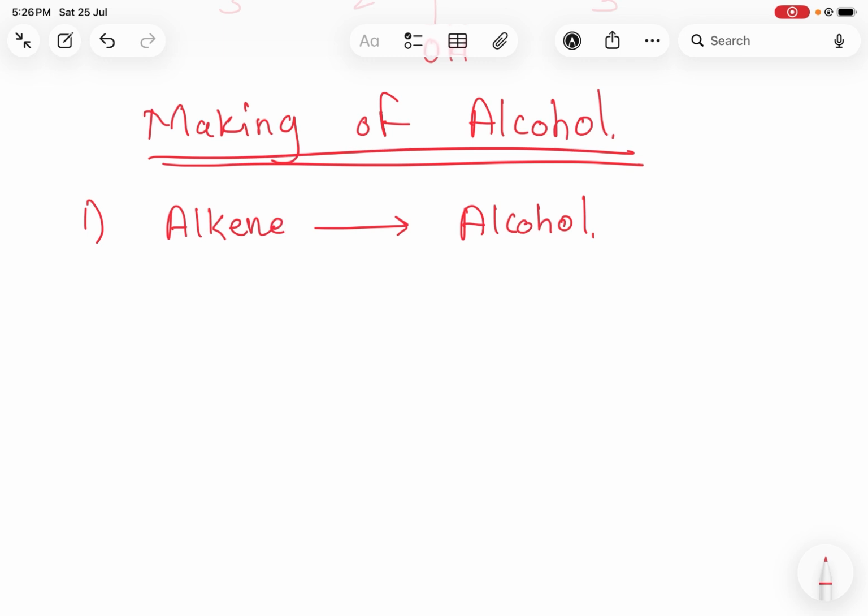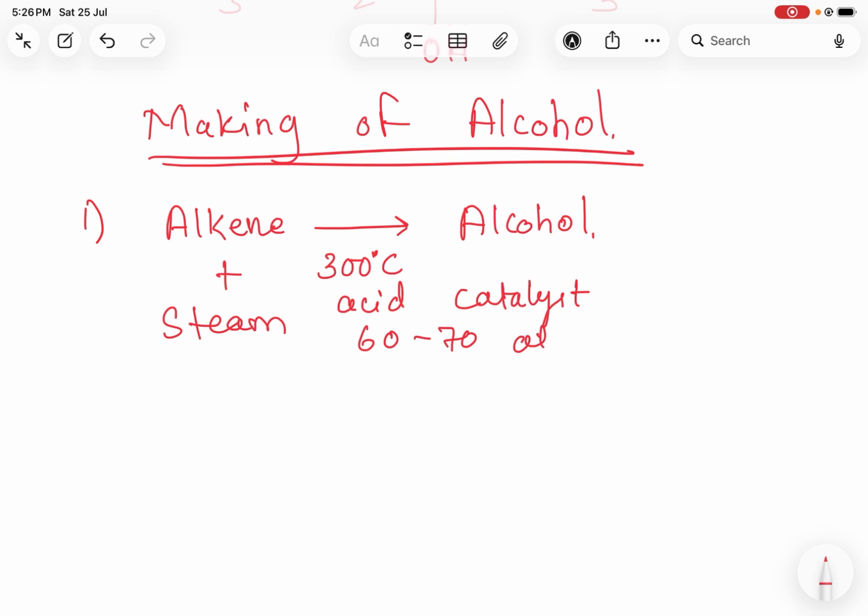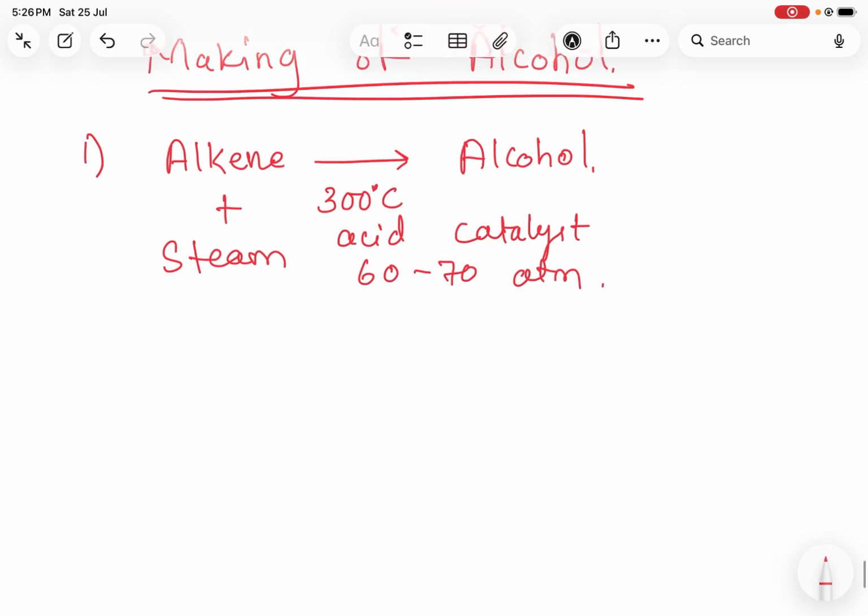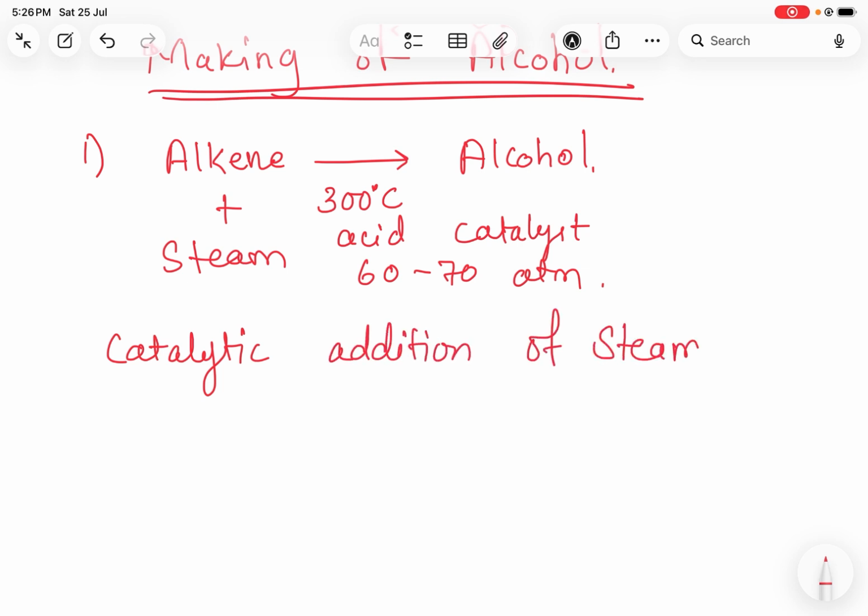Alkene was reacted with steam, which was giving us alcohol, and the reaction conditions for that were 300 degrees Celsius, acid catalyst, and 60 to 70 atmospheric pressure. This reaction was known as catalytic addition of steam.